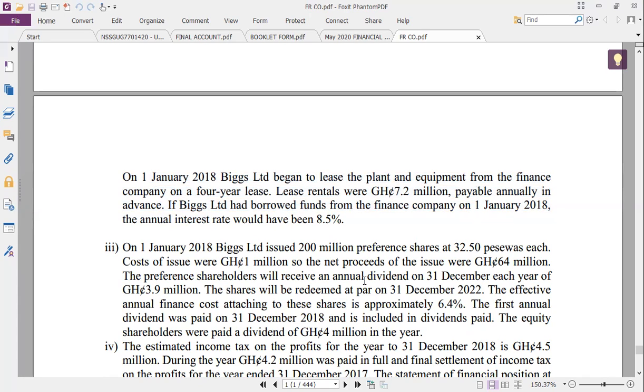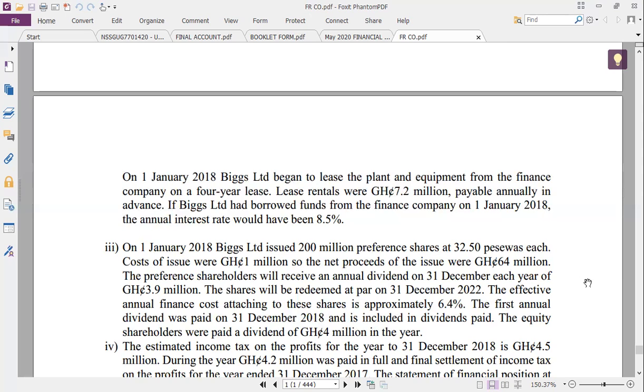Note three states that, for all the footnotes, try and identify what item it will affect and what item it will not affect. Note three, we are done with note three. That's financial instruments. So for note three, explain to me how you're going to treat it.